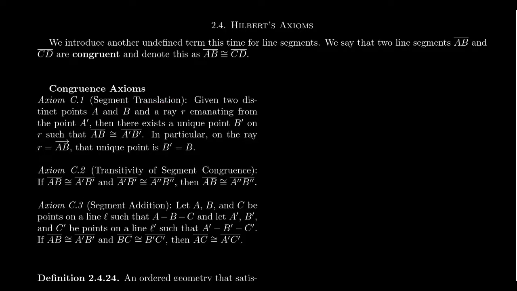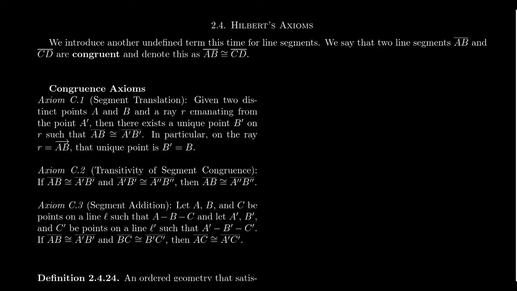Given two distinct points A and B, and a ray emanating from some other point A prime, there exists a unique point B prime on the ray R such that AB is congruent to A prime B prime as segments. In particular, on the ray AB, that's a unique point. That is, B prime is equal to B.